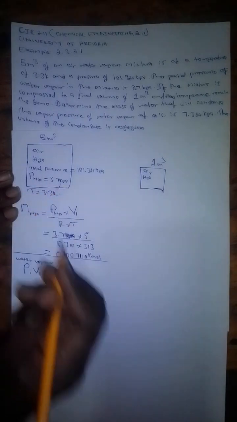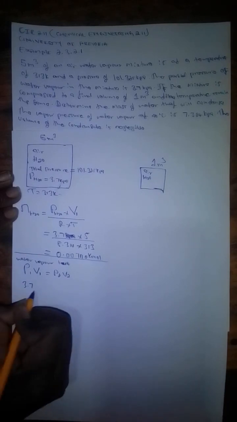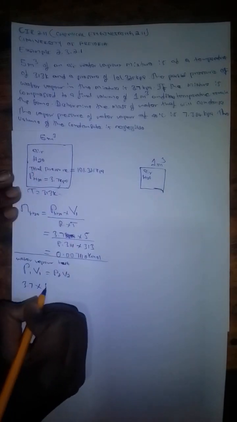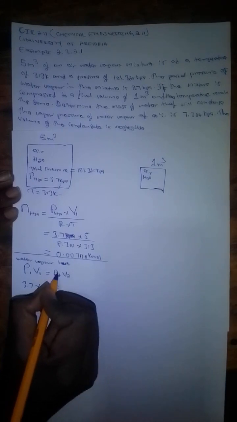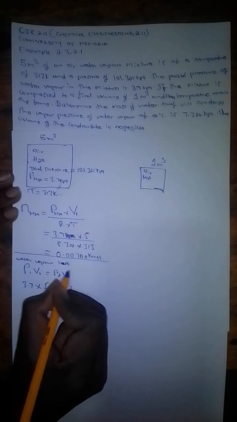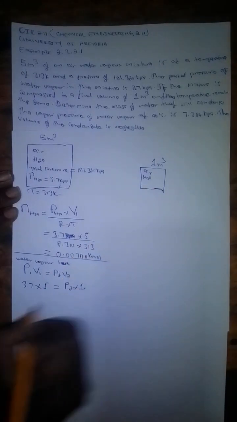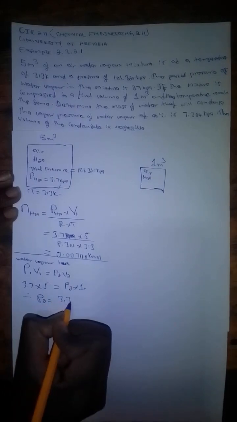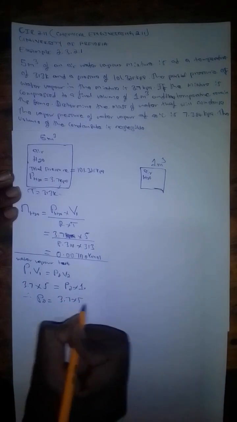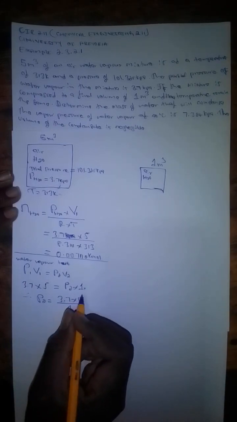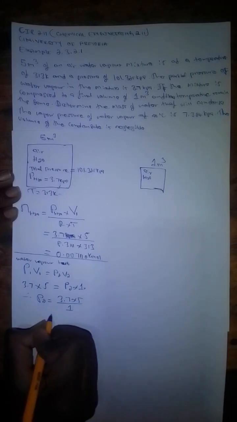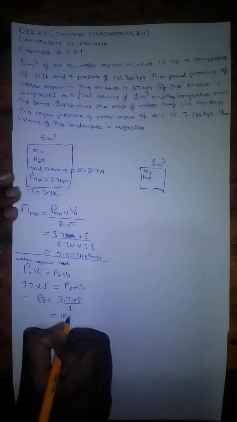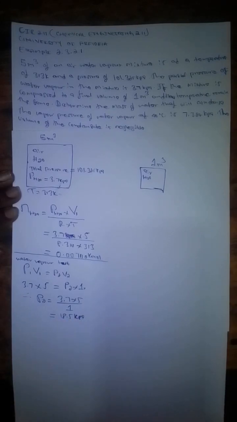Now the first pressure of water vapor, we are told, is 3.7 kilopascals, multiplied by the first volume, 5 meters cubed, is equal to P2, which is what we need, right? And V2 is 1 meter cubed, which means our P2 is equal to 3.7 multiplied by 5 all over 1. And if you use your calculator, it's going to give you 18.5 kilopascals, right? Which, if you look at it, is actually higher than the vapor pressure.